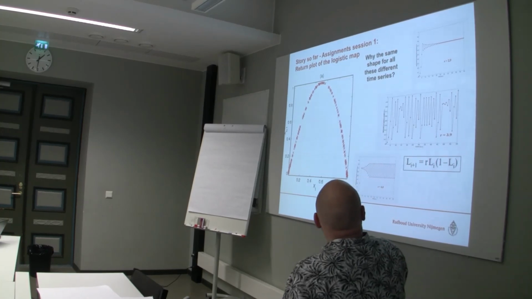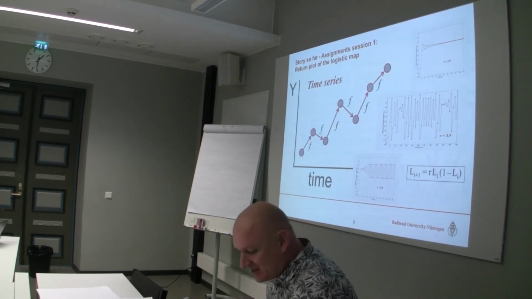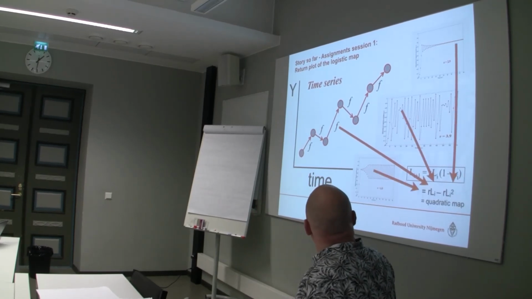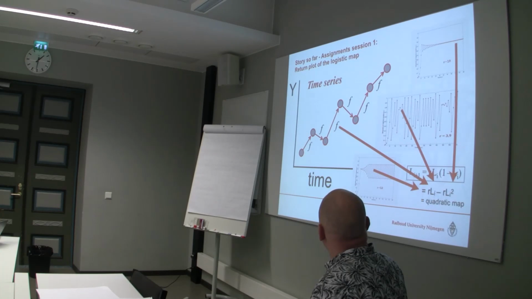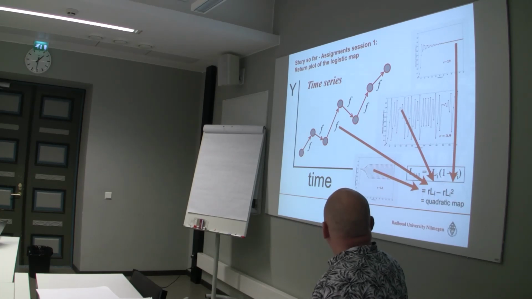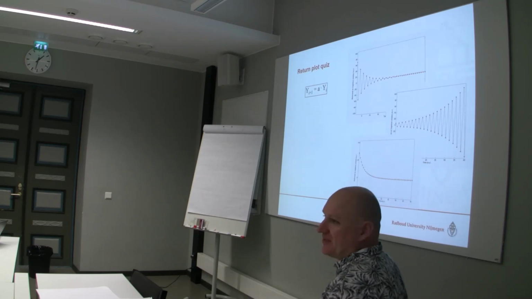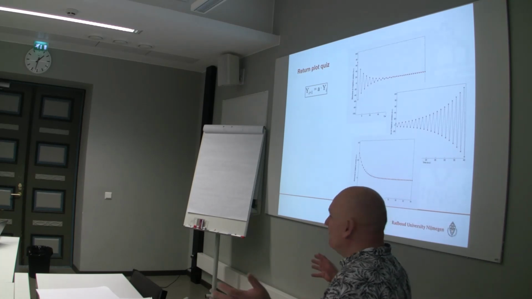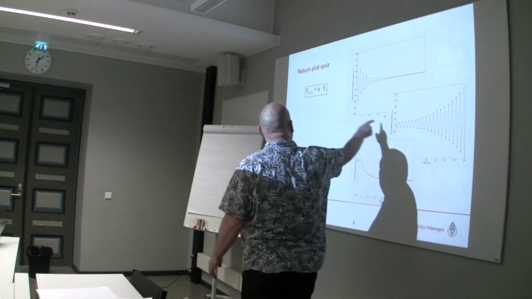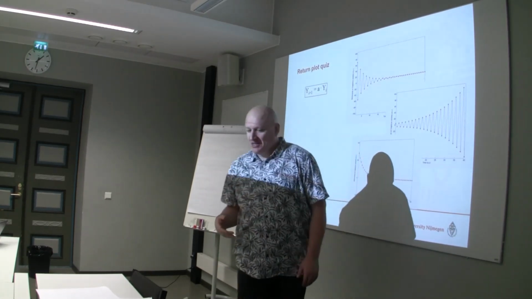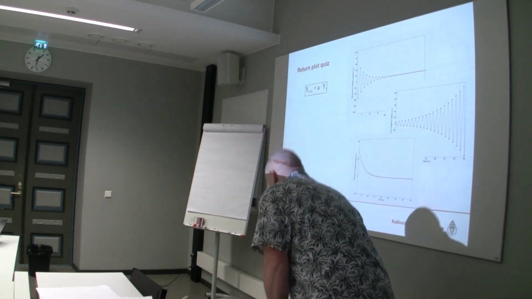So now we can go to the return plot quiz. What determines what is in between these points is a quadratic function. So what would happen if you make a return plot of the linear map? Think again. What is in between these time points? It's this function. You don't have to work out any parameters. It's just that function. So what would the return plot look like?